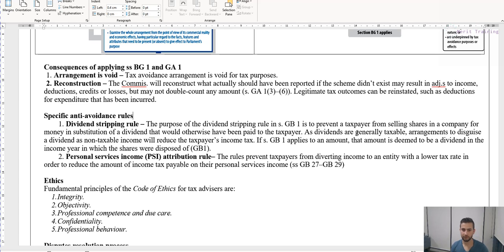So what the taxpayer might do when they're operating as a personal services provider, so that's like a lawyer acting as a sole trader, accountant, plumber, whatever it is, they set up a company, but the company isn't operating as a business. It's really just a mechanism for them to do their personal services.